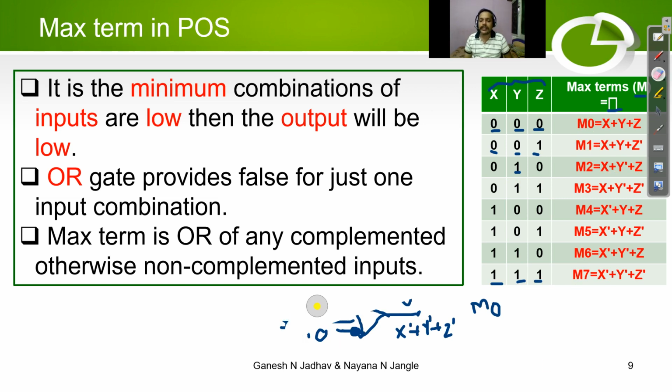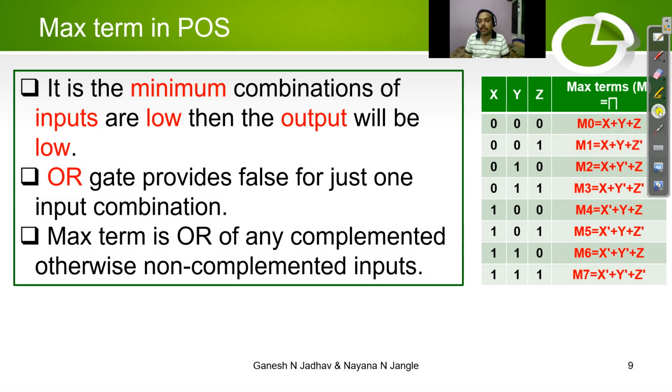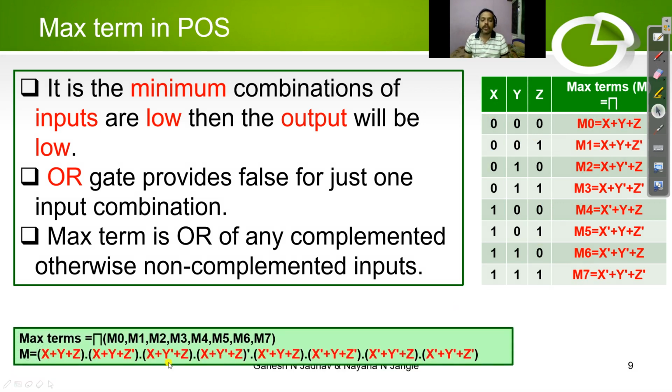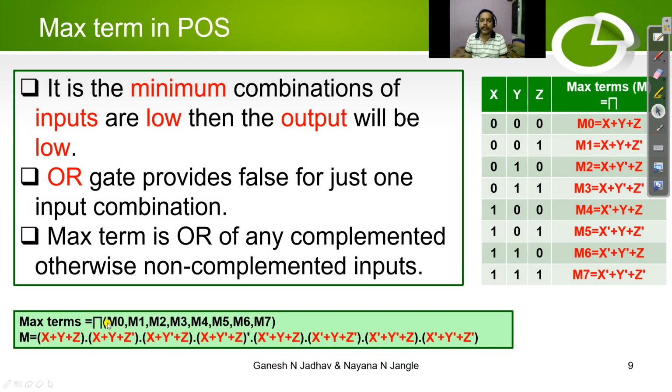So here we studied how max terms are written in the POS form. Now we will see how to combine all these terms, how to write down the POS equation. The product of max terms is indicated by pi: M0, M1, M2, M3. This is a capital M; in the SOP we used the small m. Here it is a product of sums, whereas there we take the summation. M0 means X plus Y plus Z. Each term is multiplied by the next: X plus Y plus Z dash, then X plus Y dash plus Z.